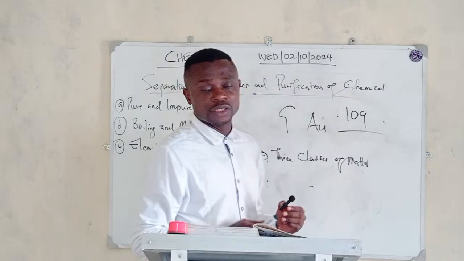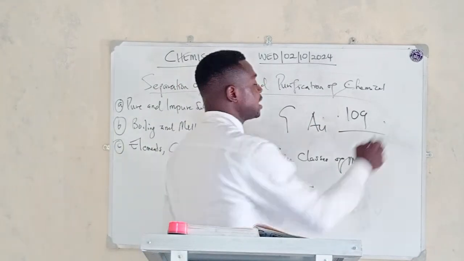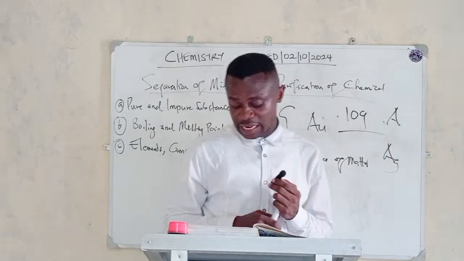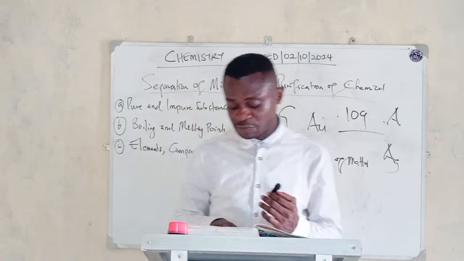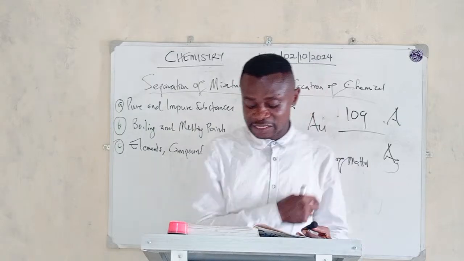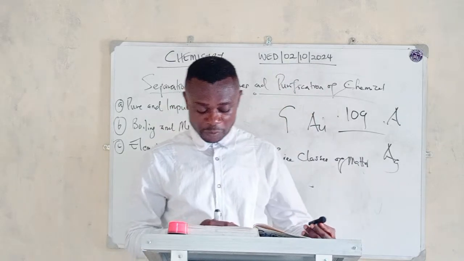AU. Silver: instead of using K for silver, it's something like this. It's from their Latin names. We'll discuss this in detail, but let's stop it at this level.